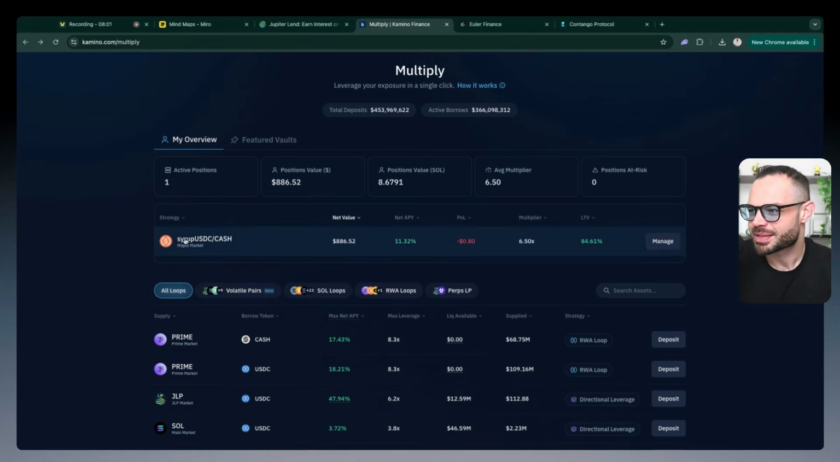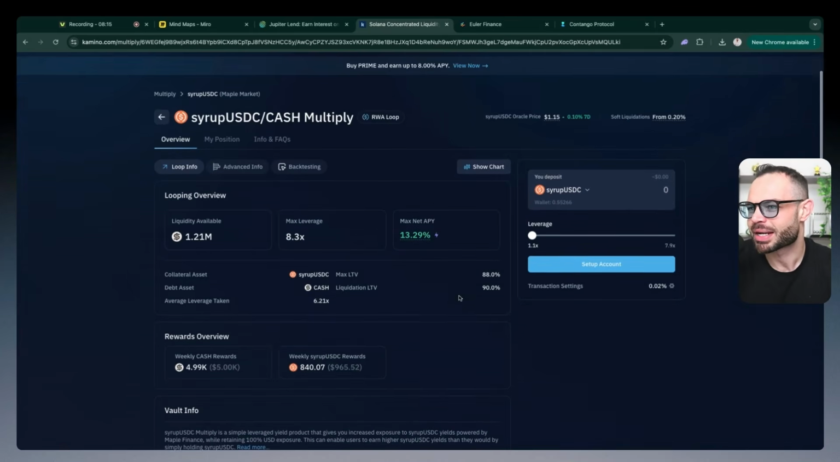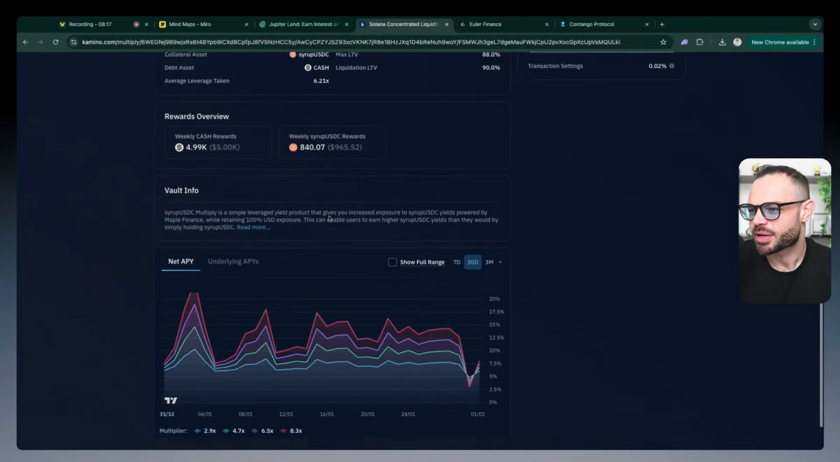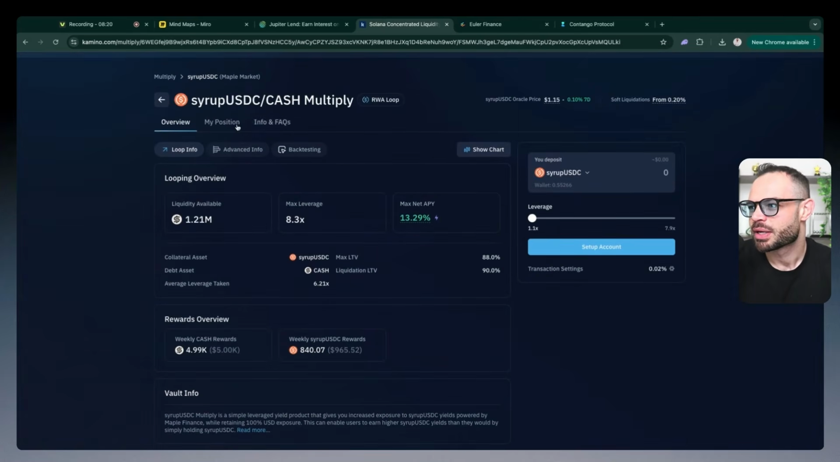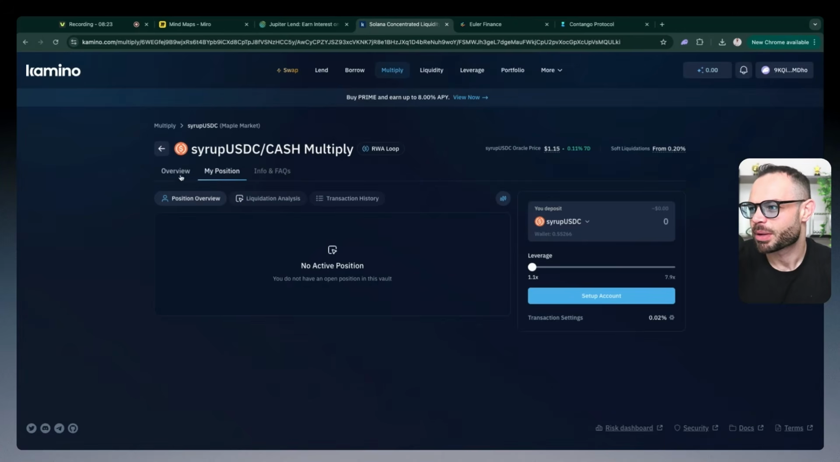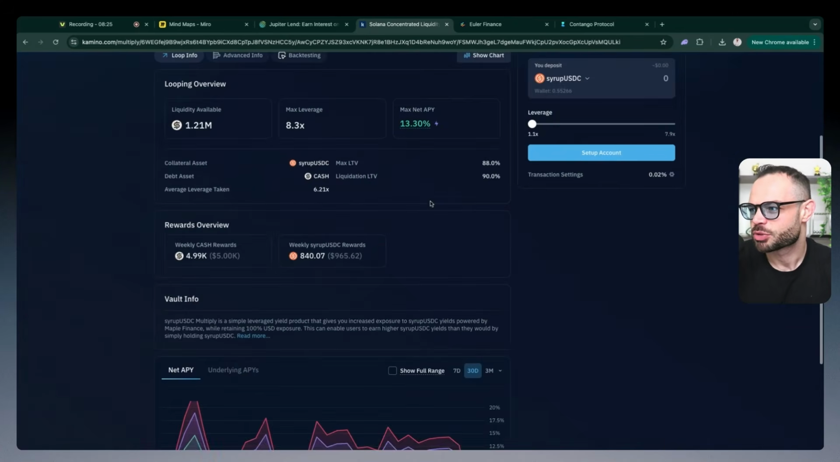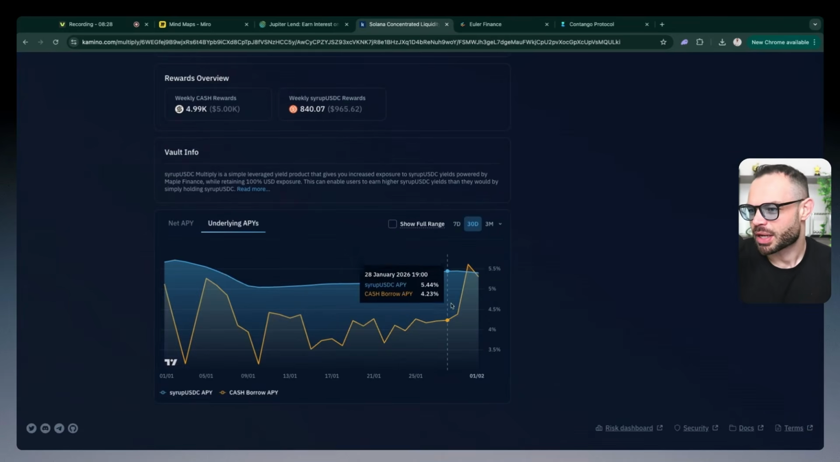And so the principle is the same here. I'm using Syrup USDC as the supply side asset. I'm using cash stablecoin as the debt side asset that I'm borrowing to loop up and increase my exposure to Syrup USDC. And if I click in to manage this particular position, you can see here, if I scroll down and if we actually go into the info and FAQs or my position here, I think this will give us the actual details on the underlying APYs. You can see that the borrow APY has actually been exceeding the Syrup USDC supply side APY on certain periods here over the past 30 days.